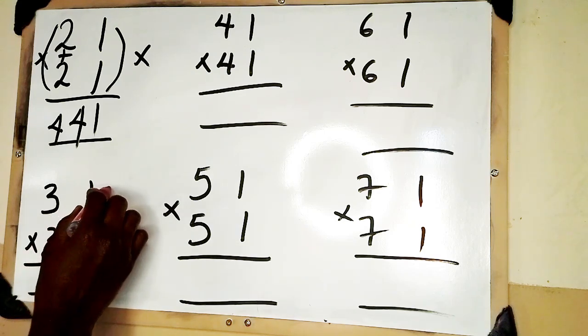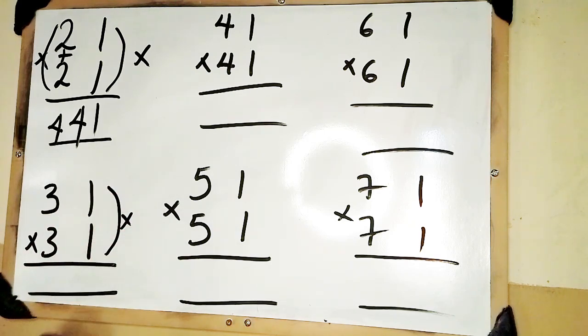We have 1 times 1, which gives us 1, 3 times 3, which gives us 9, and 3 plus 3 gives us 6. So we have that 31 times 31 gives us 961. Our next number is 41 times 41.